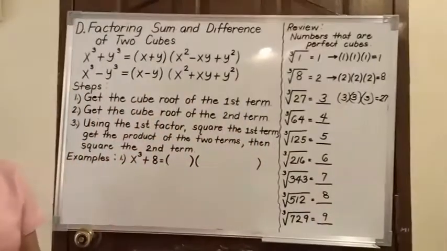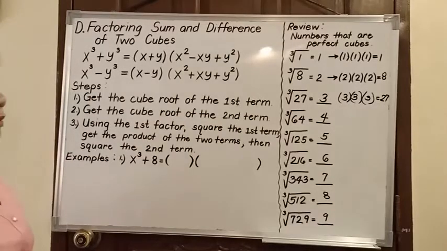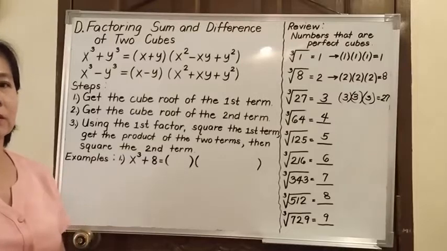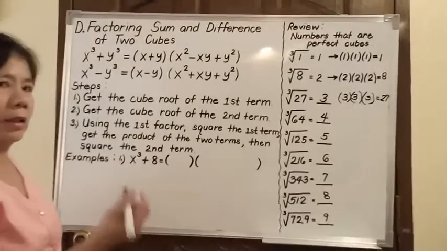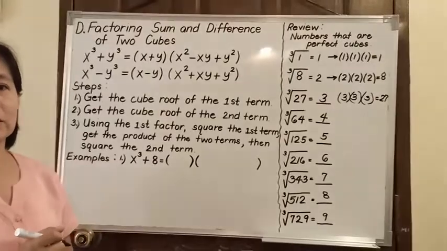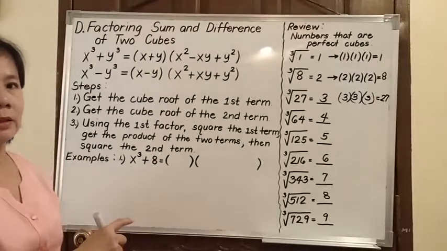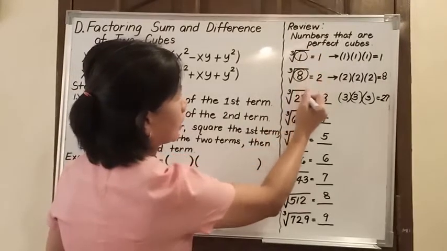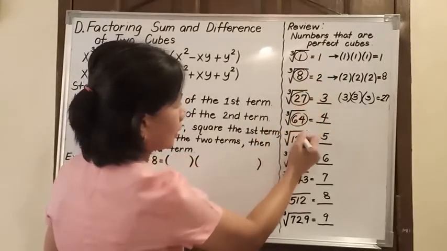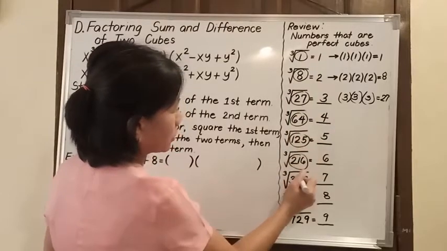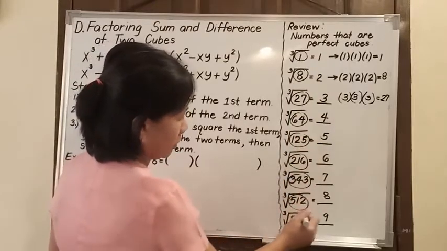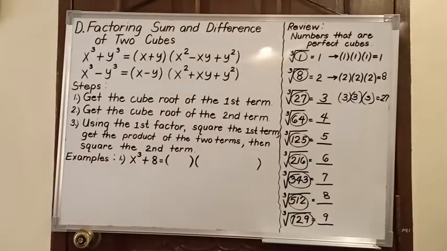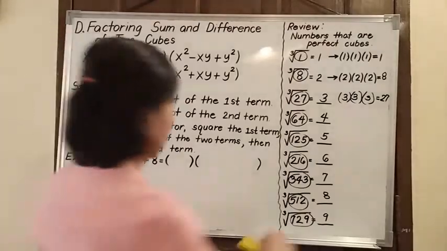So, to get the cube root, you just think of a number that when you multiply it by itself 3 times, you will get the number that is in the radicand. So, these numbers written inside the radical sign, or the radicands, are the numbers that are perfect cubes. Okay. Let us now go to our lesson.